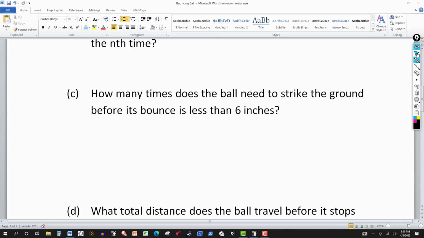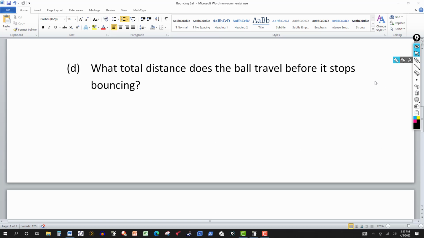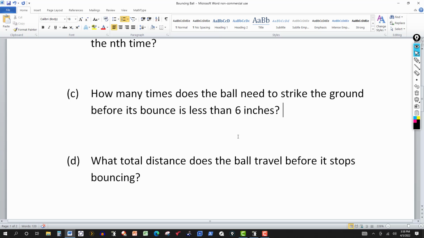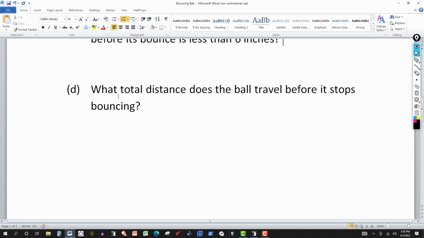Part D, I should say, is a little bit more interesting. What total distance does the ball travel before it stops bouncing? So here's what happens. The ball falls from a distance of 30 feet. Okay, so that travels that distance. So we're going to set this up as a sequence, a geometric sequence.